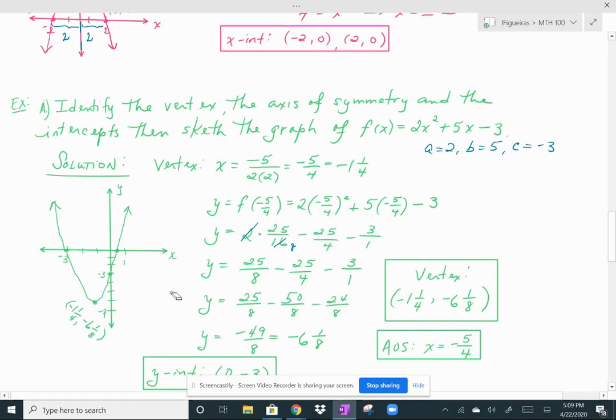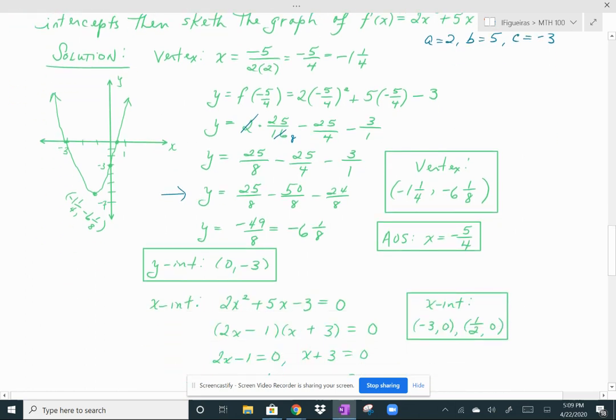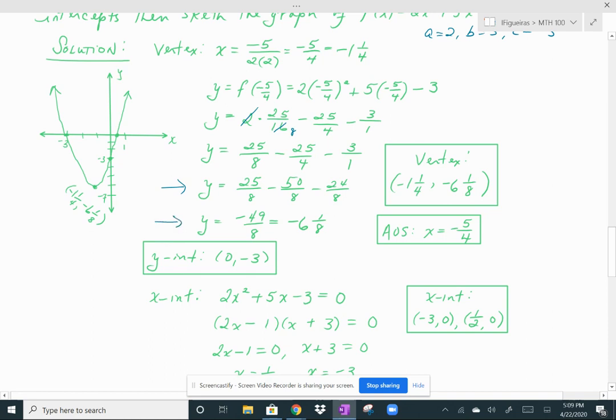Then I get an LCD, lowest common denominator, of 8. So you get 25 over 8 minus 50 over 8 minus 24 over 8. That works out to be negative 49 over 8. And again, for graphing purposes, you want to rewrite that as a mixed number. So 8 goes into 49 6 times, and you have 1 left over. So your vertex is (negative 1 1/4, negative 6 1/8). That means that your axis of symmetry is also at negative 1 1/4, which is the same as negative 5/4. Remember, these two numbers are equivalent.